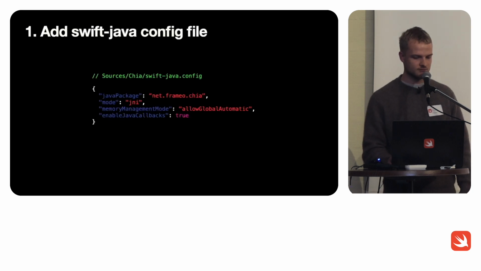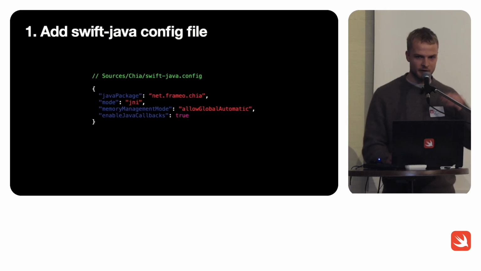The config file is pretty simple. It tells Swift Java how to wrap the Swift target for use in Java. So you can tell it what the Java package name is, what mode you want to use, and you can provide additional configs.